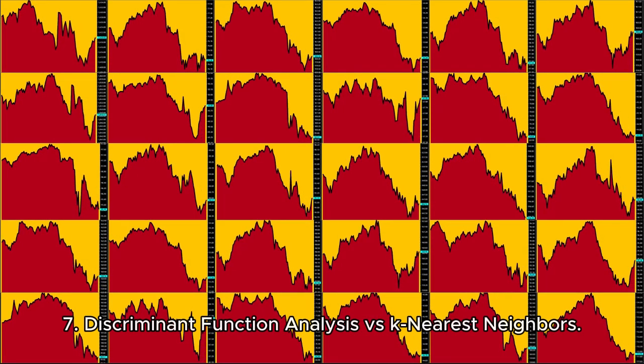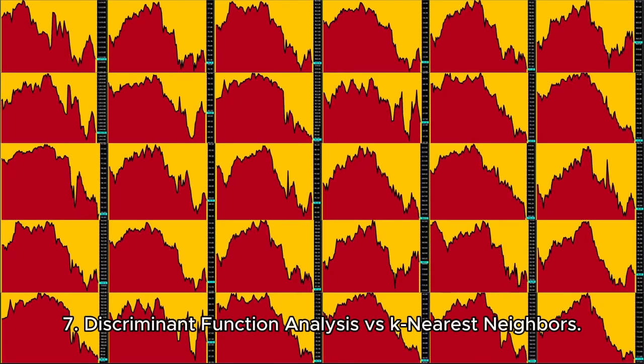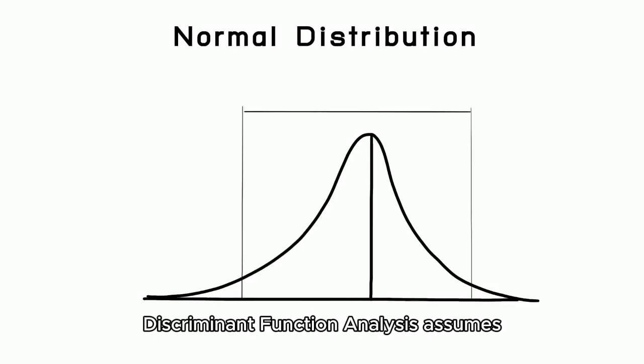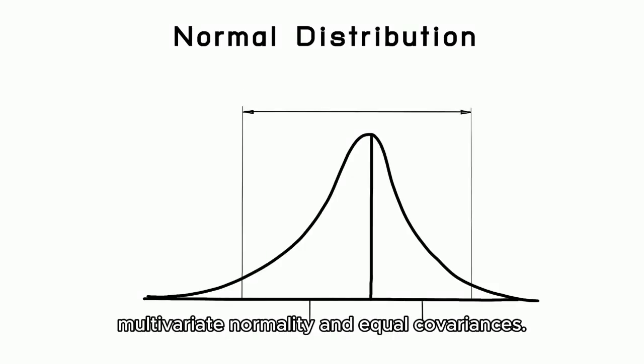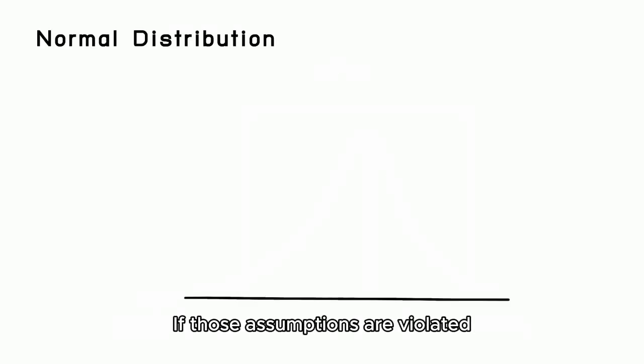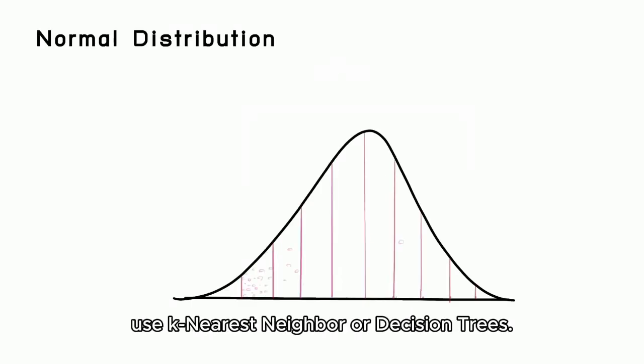7. Discriminant function analysis versus k-nearest neighbor. For classifying cases, discriminant function analysis assumes multivariate normality and equal covariances. If those assumptions are violated, use k-nearest neighbor or decision trees.